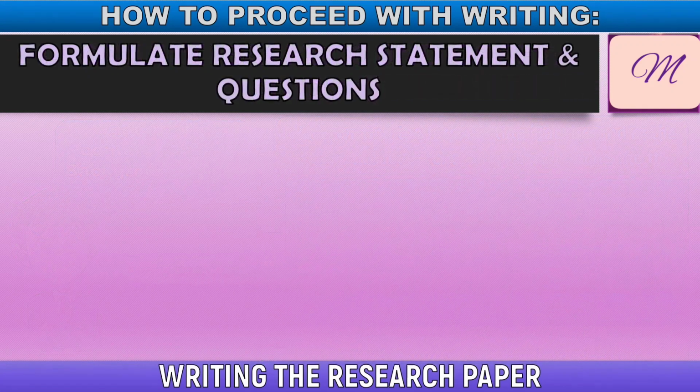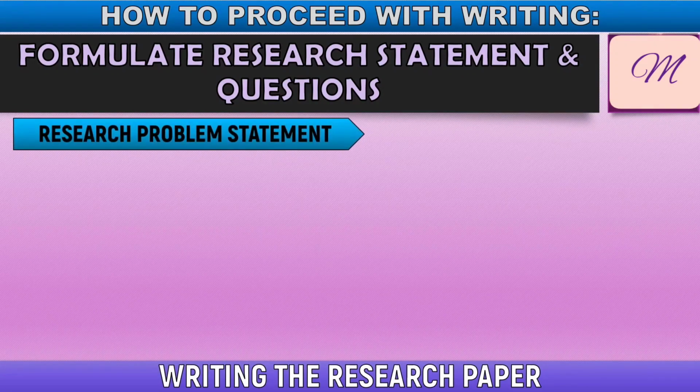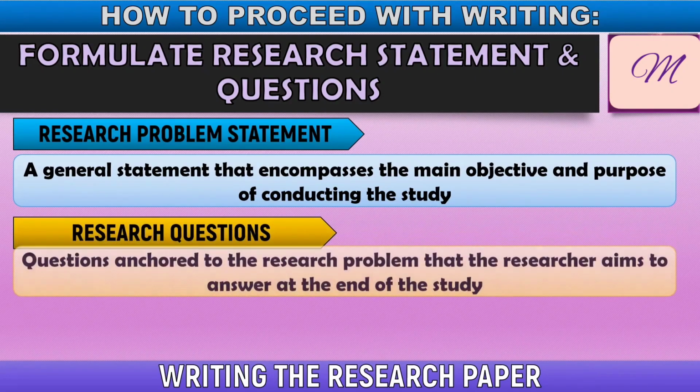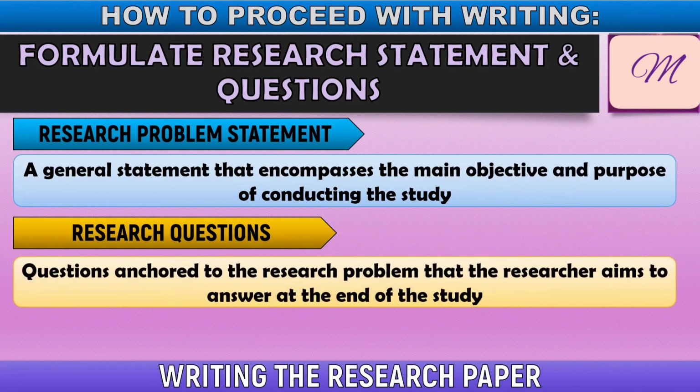Of course, after we have finished constructing the background of the study, we now proceed with formulating the research statement and questions. Before we continue, let's try to define research statement and research questions. A research problem statement is a general statement that encompasses the main objective and purpose of conducting a study, while research questions are questions that are anchored to the research problem that the researcher aims to answer at the end of the study.